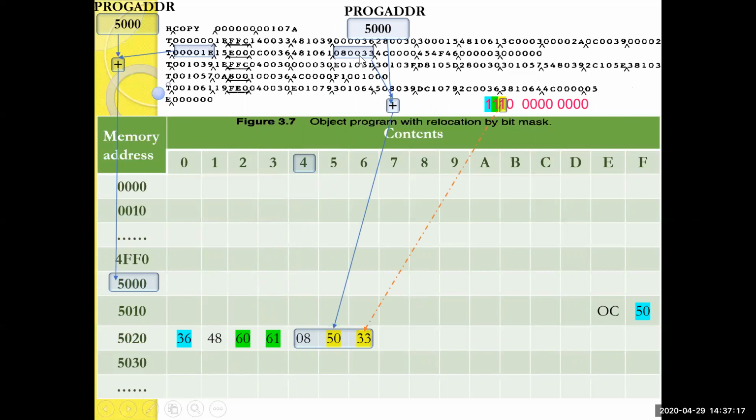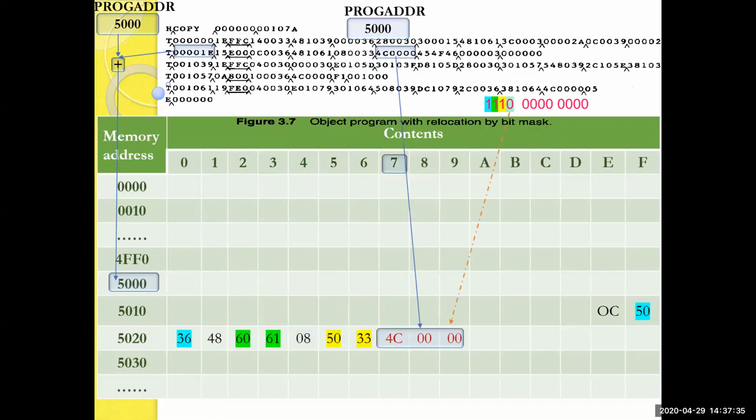The code is 080033. The relocation bit is 1. So again, to this we have to add the program address and load it into memory. So the resultant code loaded is 080033 plus 5000, which is 085033. So moving on to the next object code is 4C0000, and the relocation bit here is 0. So please note, since the relocation bit here is 0, we do not have to add the program address. The object code can be directly moved into the memory. So the object code loaded is 4C0000 and starts in the memory immediately following the previous object code.